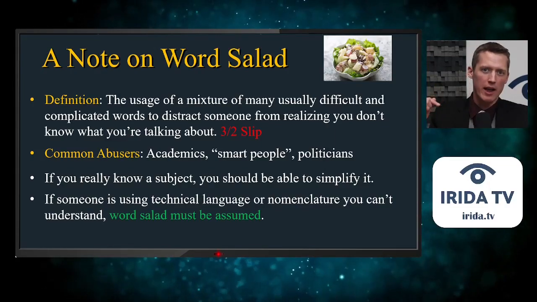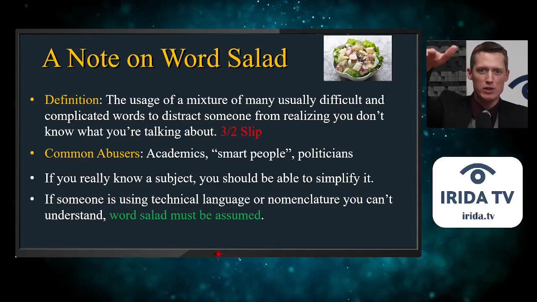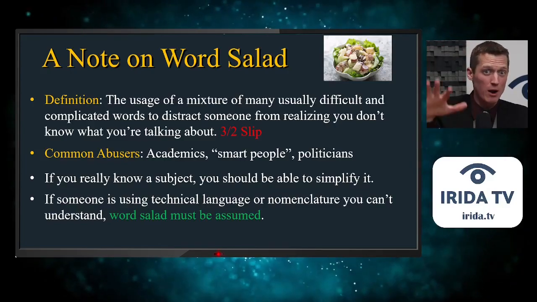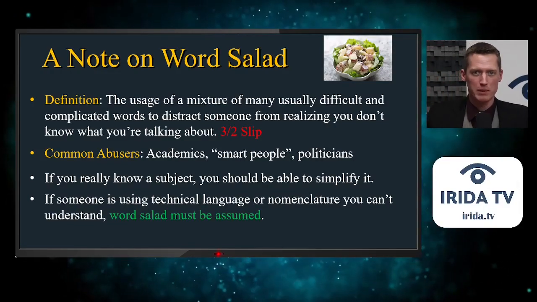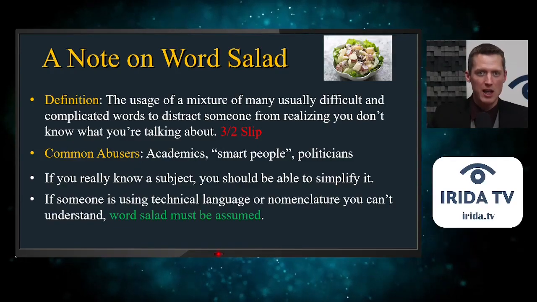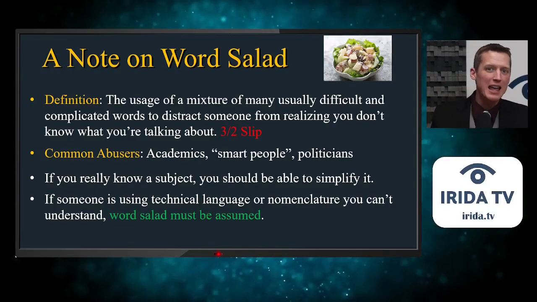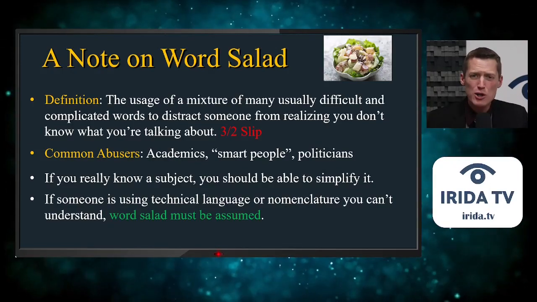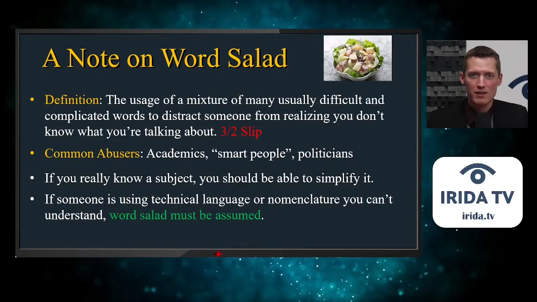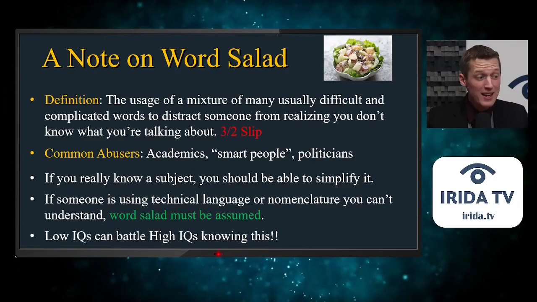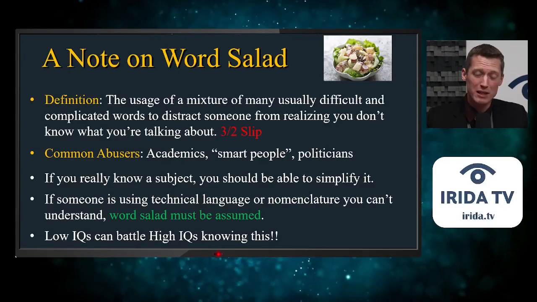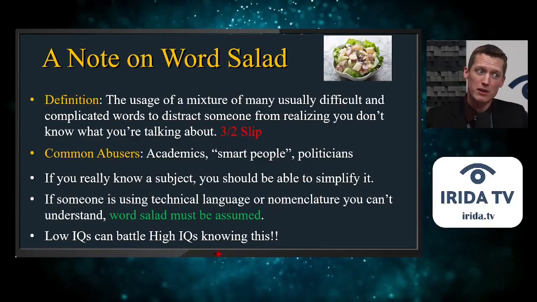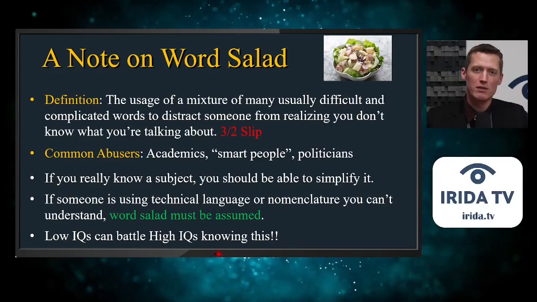If someone's really using language you don't understand, and you've indicated to them, I don't understand what you're saying, and they haven't attempted to dumb it down or to say, hey, look, I can't do it because you need to have this other understanding to understand what I'm saying, if they continue knowing you don't understand, even if what they're saying isn't manipulation, you have to assume that it is. Because why would they continue if they know that you don't understand? And a low IQ person can battle a high IQ person with this, because high IQ people bully low IQ people around often using word salad.